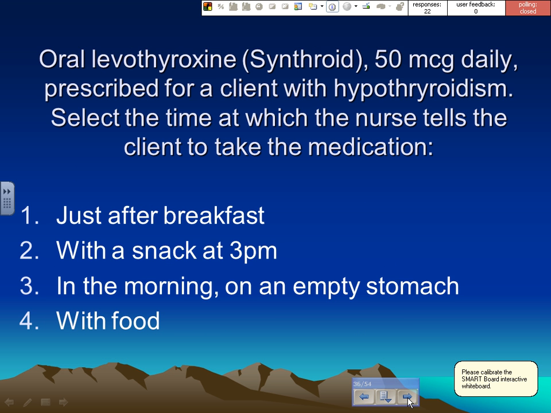So we have Synthroid, 50 micrograms daily. Patient has hypothyroid. What's the time at which the nurse tells the client to take the medication? Just after breakfast, with a snack at 3, in the morning on an empty stomach, with food.